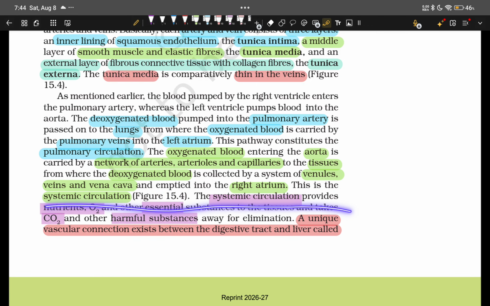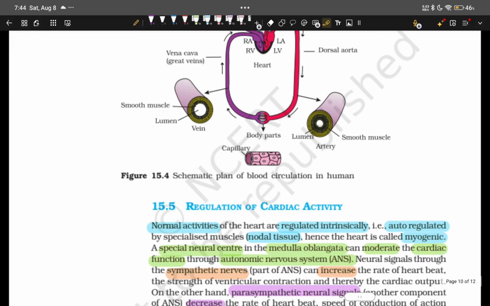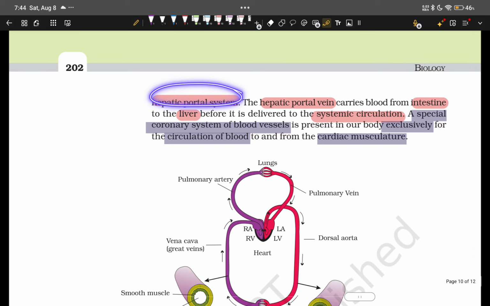One more point to be remembered here is that there is a unique vascular connection between the digestive tract and the liver. The digestive tract and liver are connected together by the hepatic portal system. The hepatic portal vein is basically a vein which carries blood from the intestine to the liver before it goes to systemic circulation.